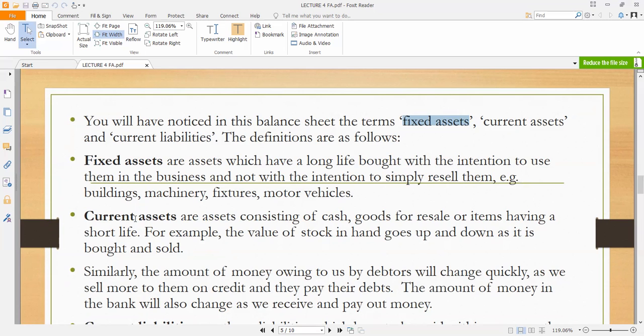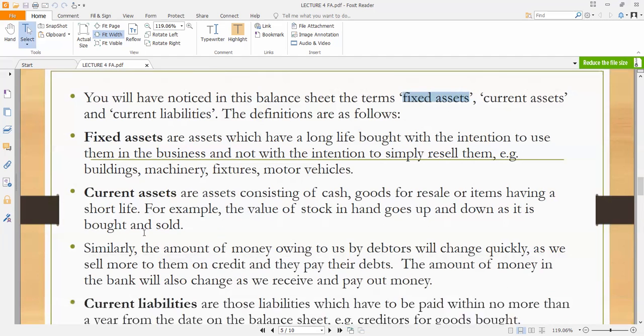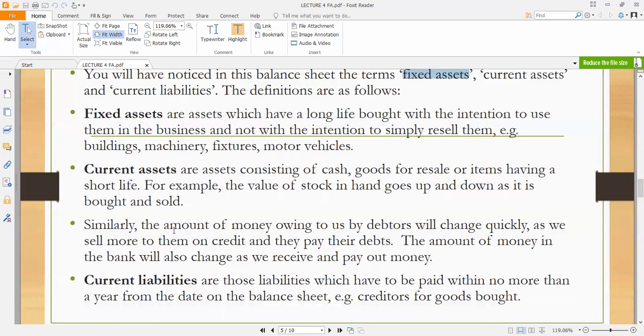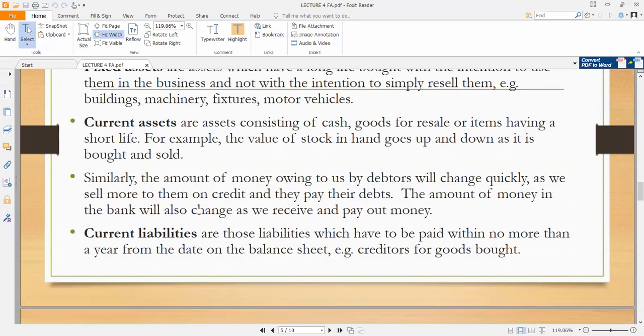So current assets can be stock, meaning goods in stock, money at bank, or cash. Similarly, the amount of money owing to us by a debtor will change quickly as we sell more to them on credit and they pay their debts. The amount of money in the bank will also change as we receive and pay out money. Let's hope that is a very simple concept.